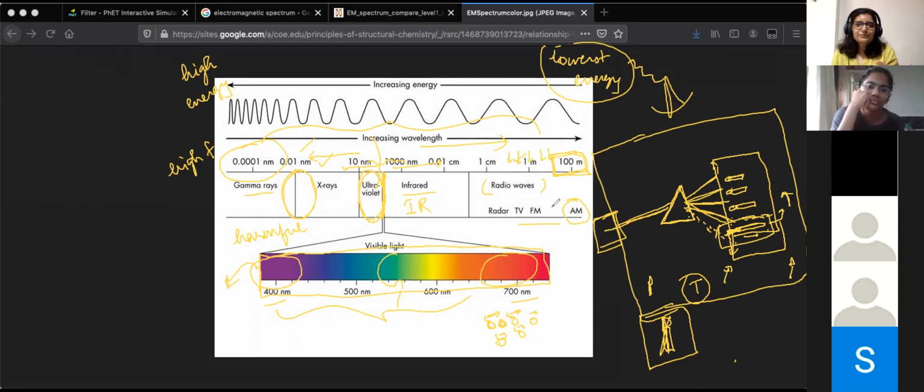Because every channel has their own wavelength, right? Correct. Their own frequency. Like 91.9 FM. Correct. So that's in the FM range, and their unit, I can't remember if it is frequency or wavelength.